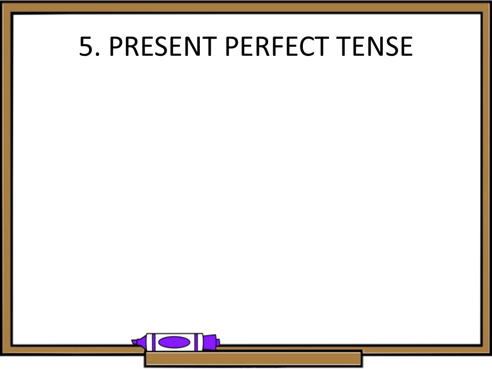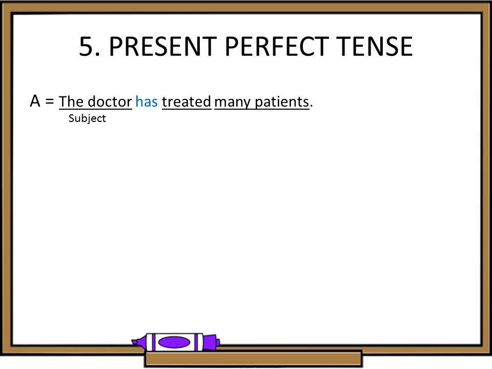The next one is present perfect tense, used to say something that has been done in the present. For example, the doctor has treated many patients. The doctor is the subject, and many patients is the object. Exchange the subject and the object.